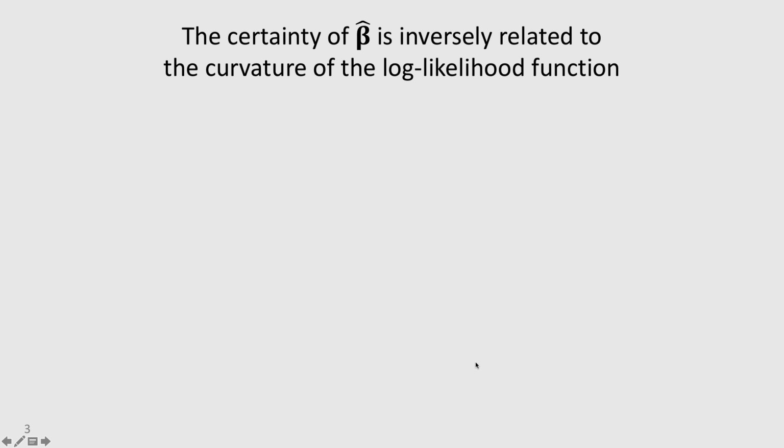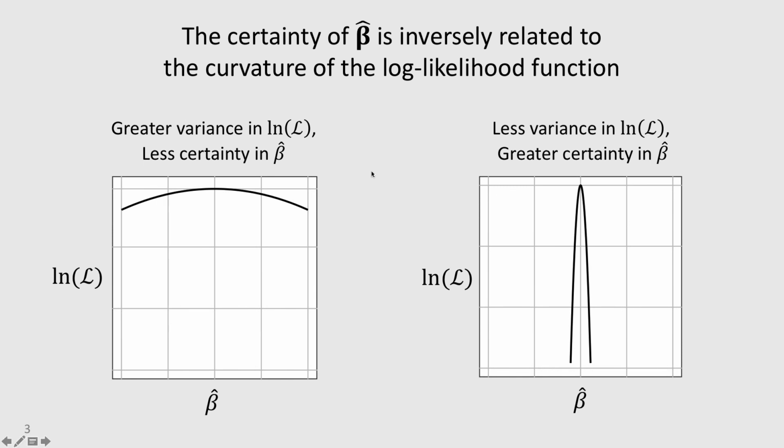So a general concept to keep in mind is that the certainty of this beta vector is inversely related to the curvature of the log likelihood function. Okay, what does all this mean? Well, let's look at the comparison between this plot on the left and the plot on the right. On the left, the variation in the log likelihood term is pretty wide, right? We have a very large variance, and on the right, it's much more narrow.